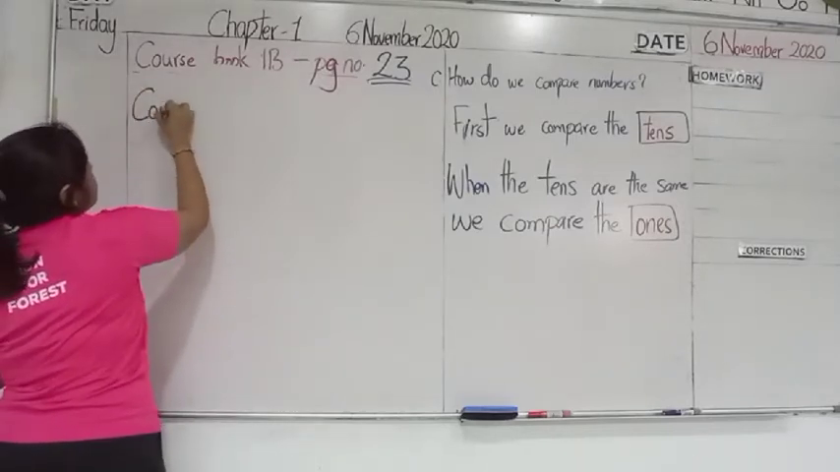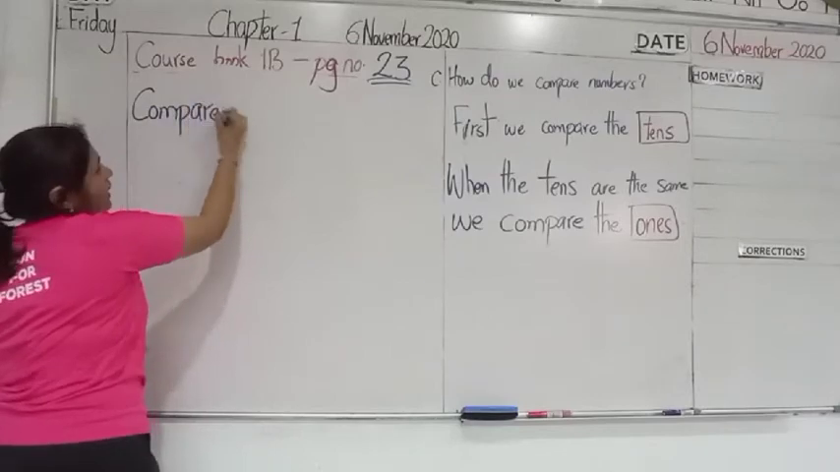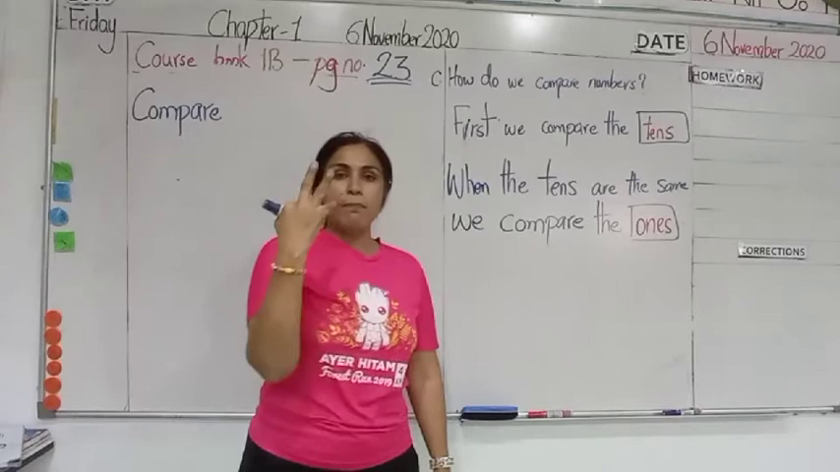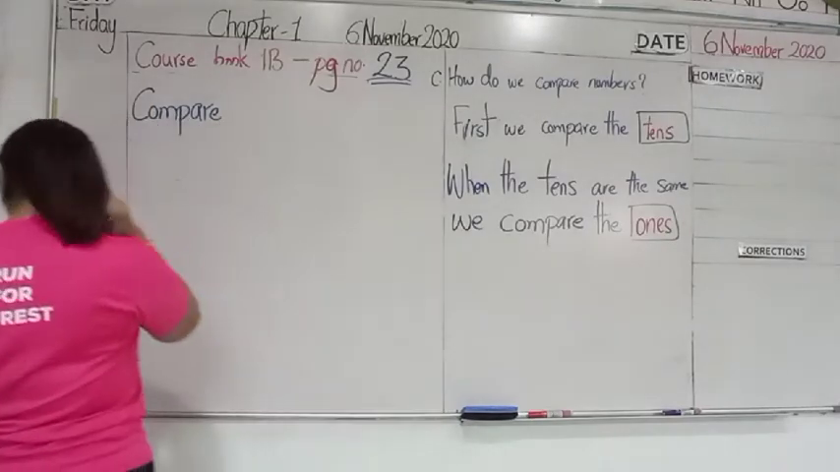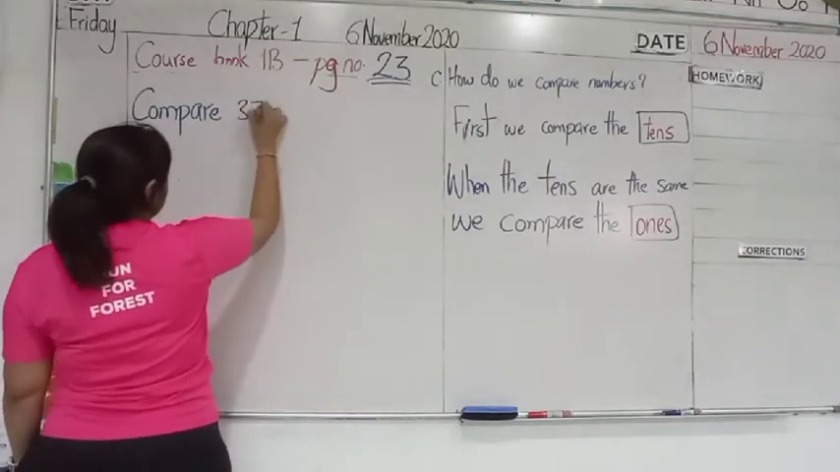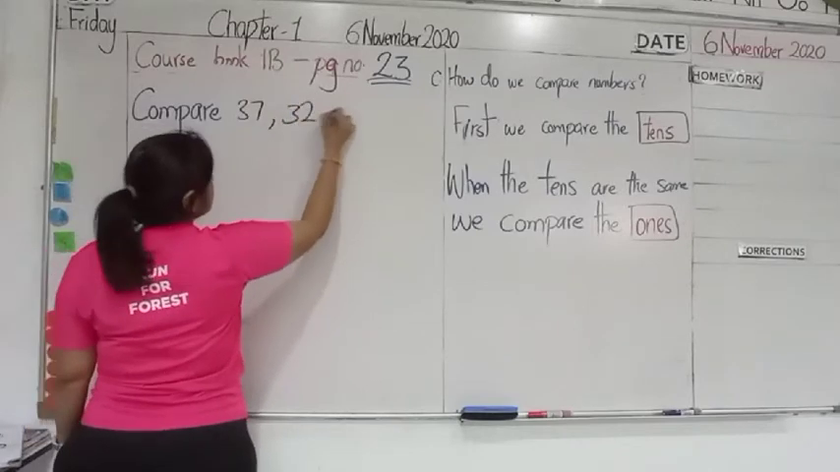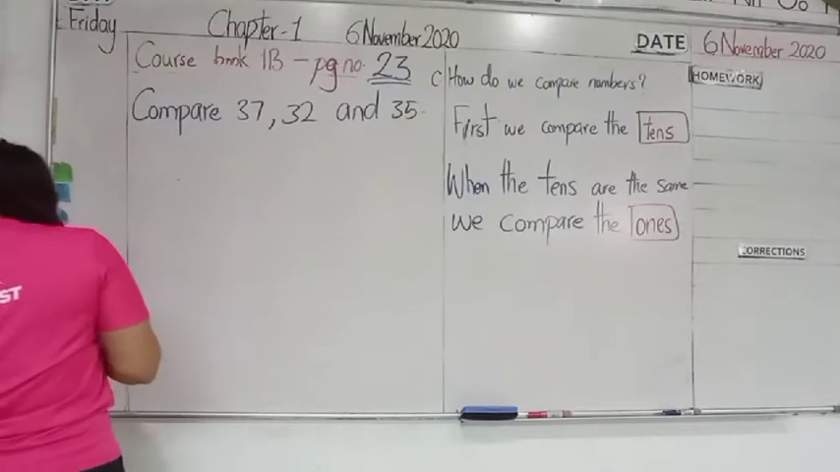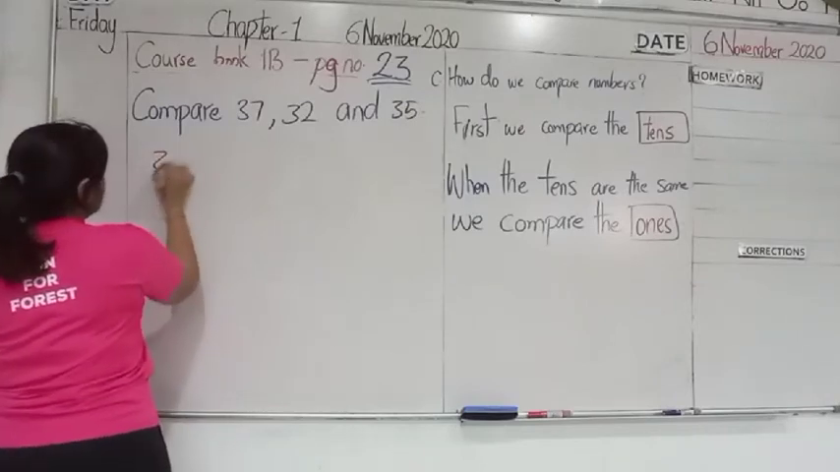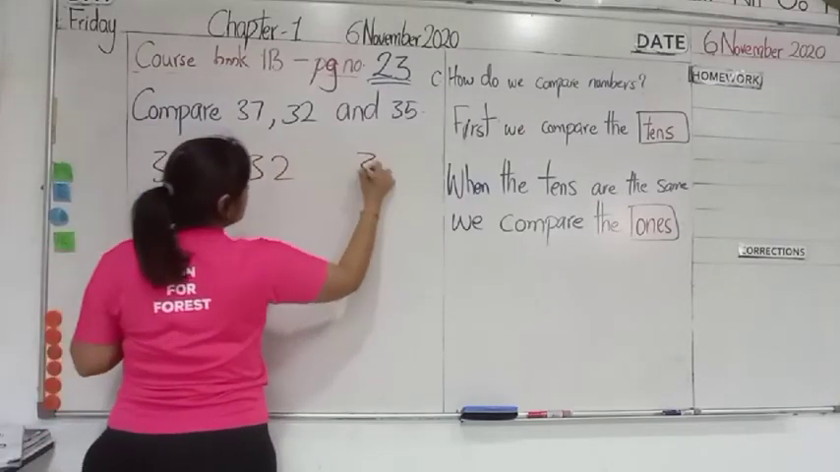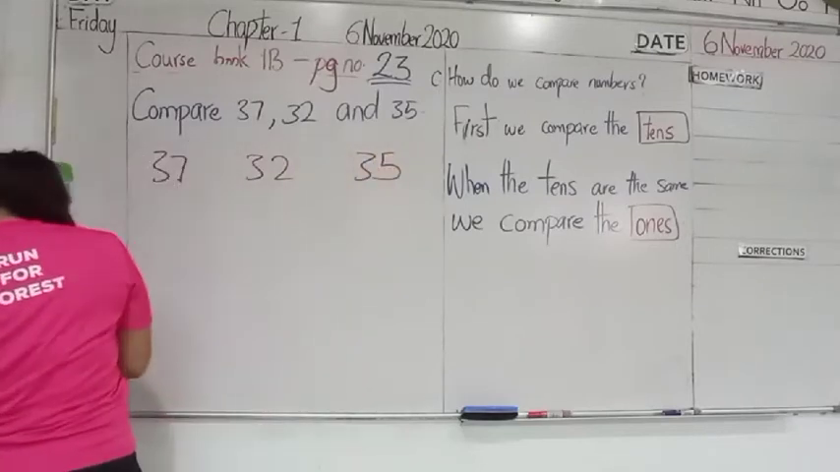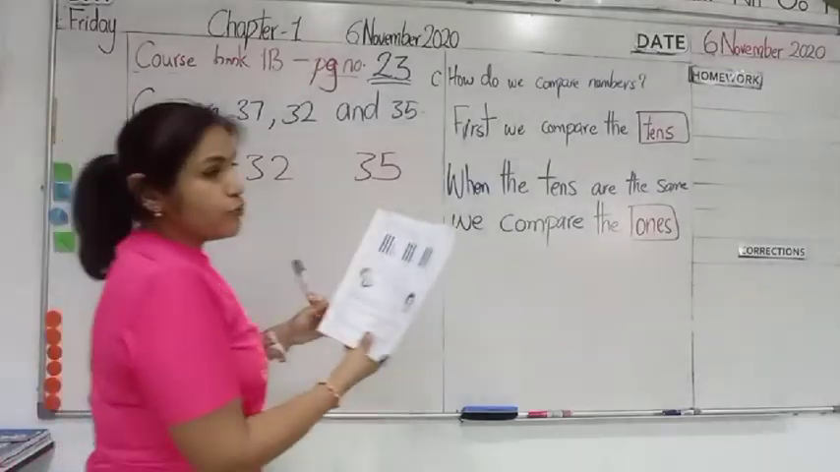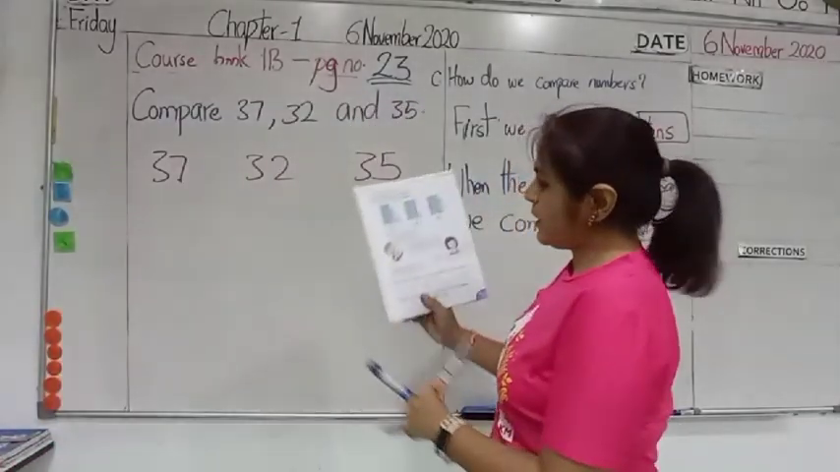Wow, now we are progressing. Earlier we compared between two numbers. Now we will be comparing between three numbers. You're going to compare 37, 32 and 35. What are you going to do? I'm going to read it out and then later I'm going to explain to you.